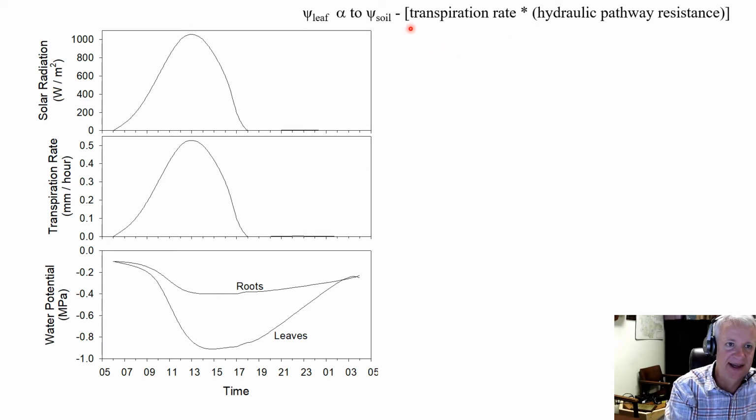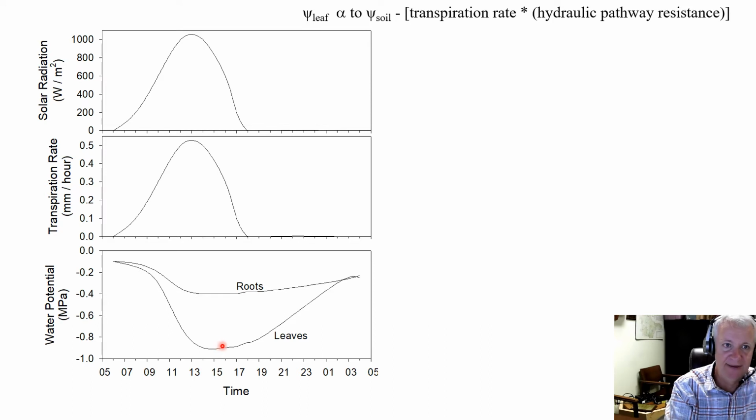So think about then what should happen with, for instance, leaf water potential as transpiration rate varies. We're going to assume that soil water potential and hydraulic path resistance stays relatively constant. So as transpiration rate increases, leaf water potential should become more negative, right? And that's what we're seeing. As transpiration rate increases, leaf water potential becomes more negative because transpiration rate is increasing.